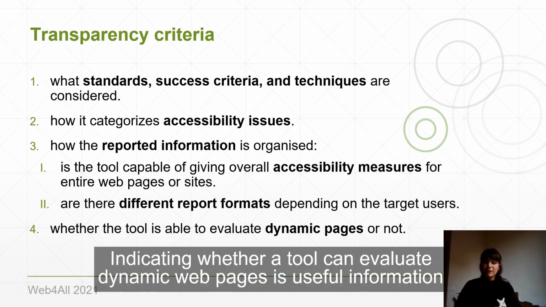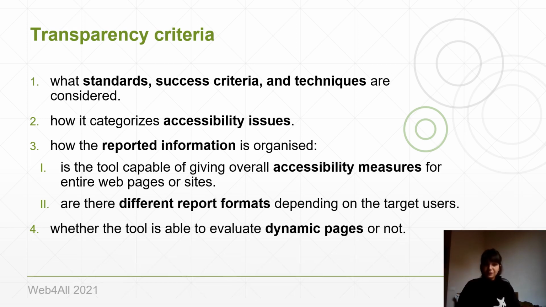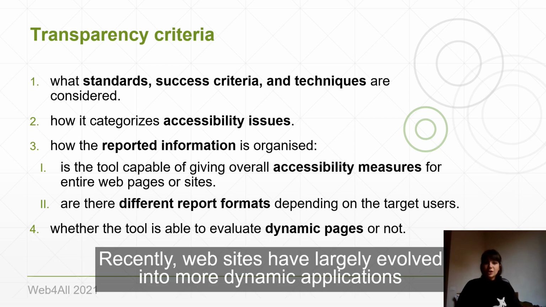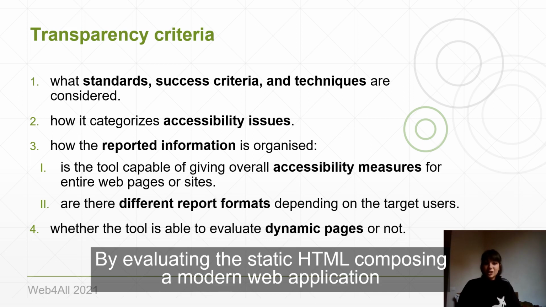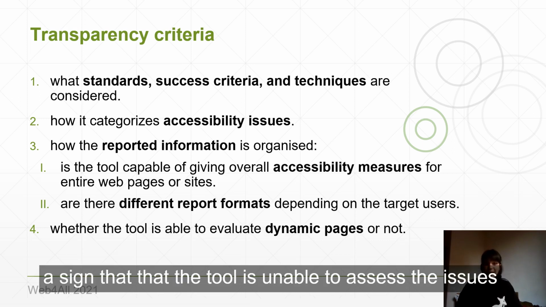Indicating whether a tool can evaluate dynamic pages is useful information that can help users interpret their results properly. Recently, websites have largely evolved into more dynamic applications. By evaluating the static HTML composing a modern web application, a tool may erroneously return no errors, a sign that the tool is unable to assess the issue.